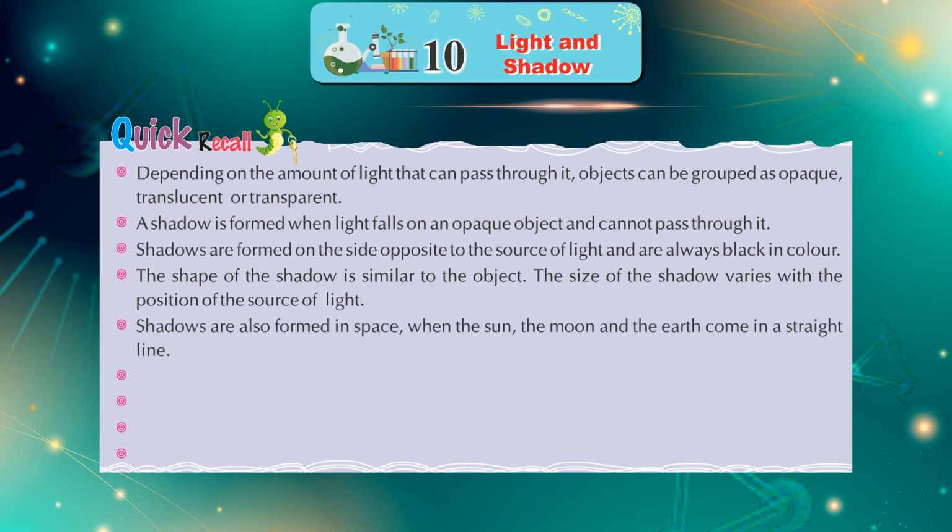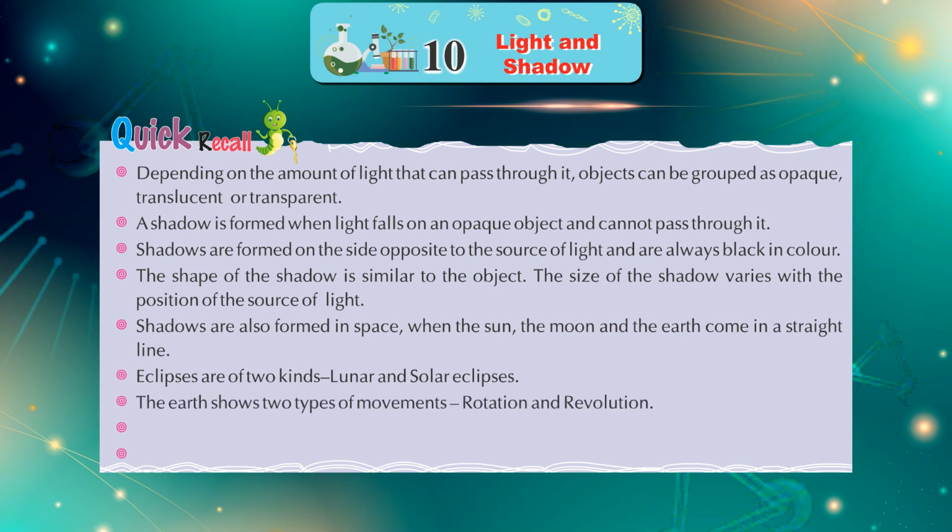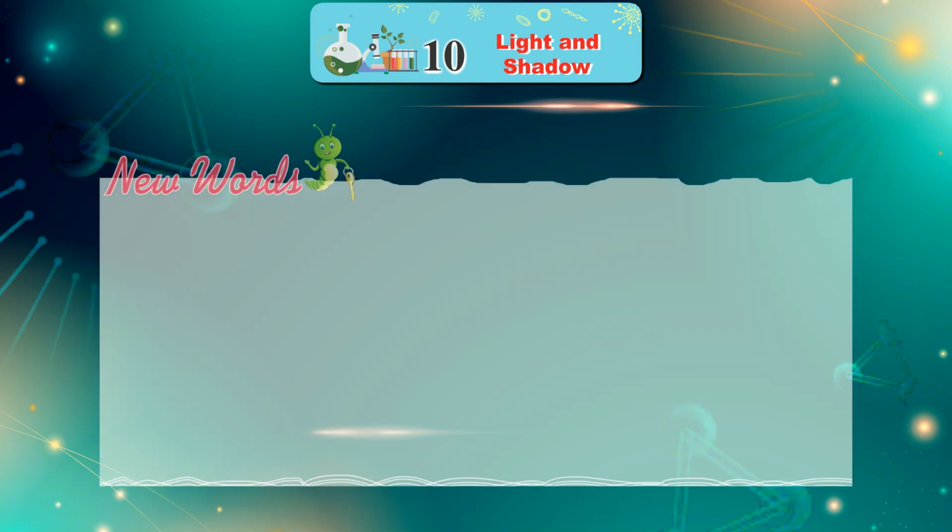Shadows are also formed in space when the sun, the moon, and the earth come in a straight line. Eclipses are of two kinds, lunar and solar eclipse. The earth shows two types of movements, rotation and revolution. Rotation of earth causes day and night formation. Revolution of earth causes seasons.